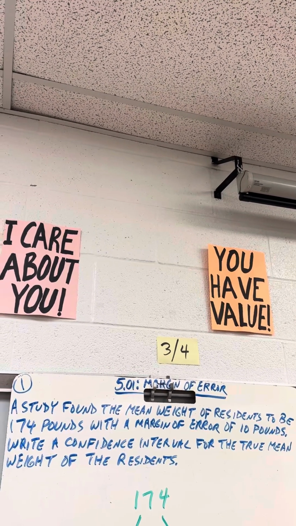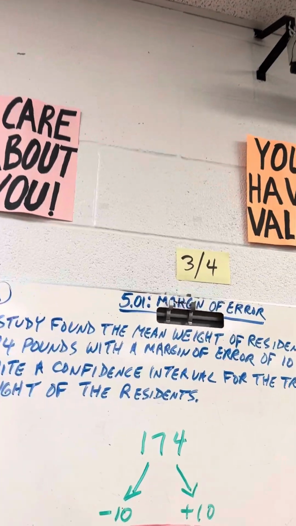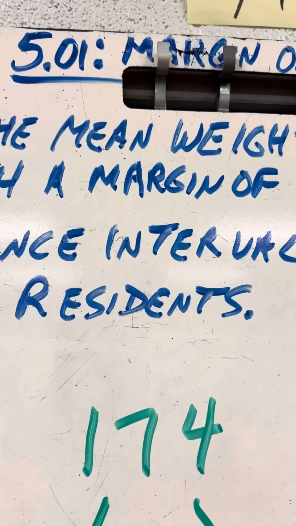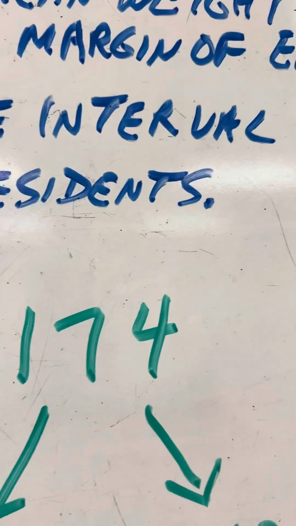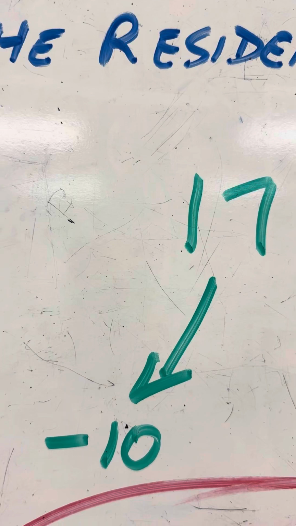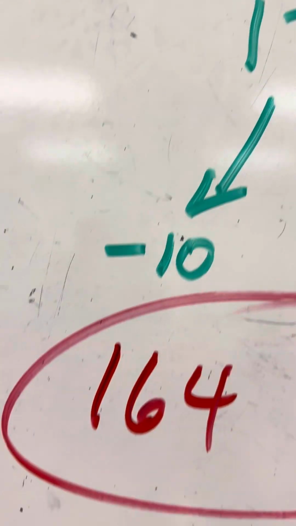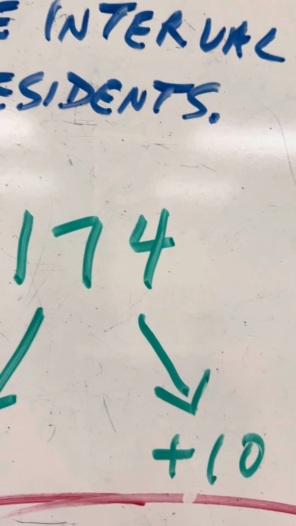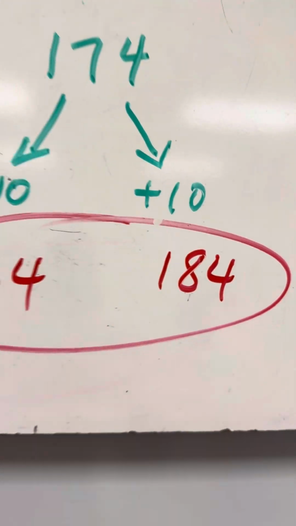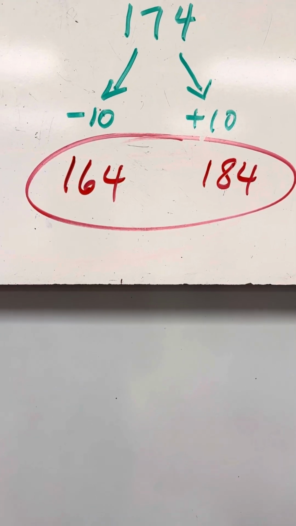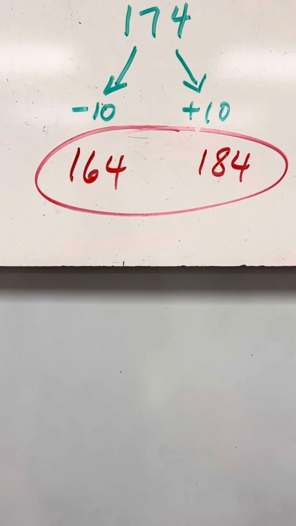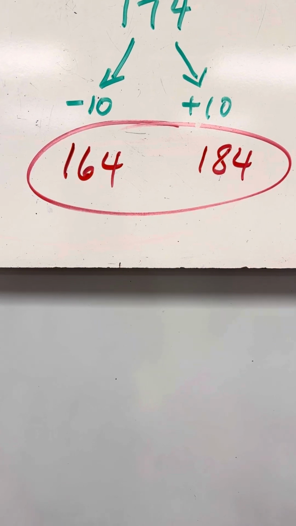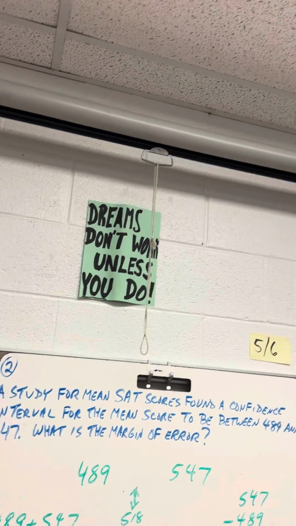Okay, so the mean weight is 174. If the margin of error is 10 pounds, that means you take 174, you subtract 10, which is 164, and you add 10, which is 184. There's your confidence interval, 164 and 184, between those two numbers. All you have to do is put those two numbers into Delta Math.